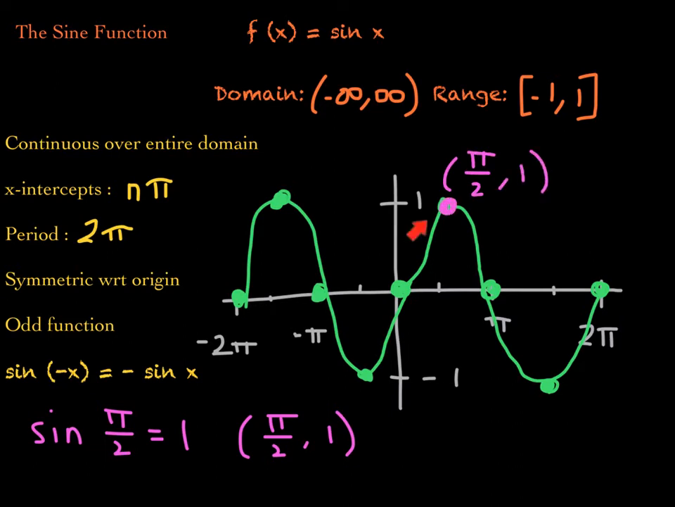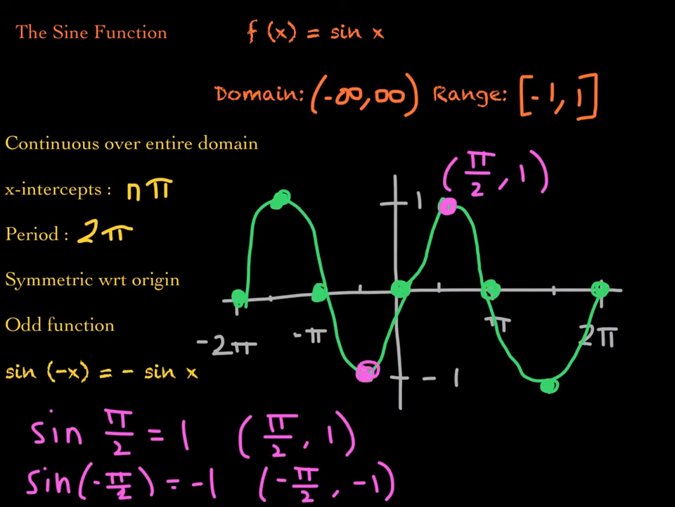Okay, everybody? Now, because the sine function is an odd function, if I negate my input, I negate my output. So that means sine of negative pi over 2 should be negative 1, right? The ordered pair negative pi over 2, comma, negative 1 should also be on the graph. And it is. This is negative pi over 2, and negative 1 is on the graph. So it is right here. This is negative pi over 2, negative 1.